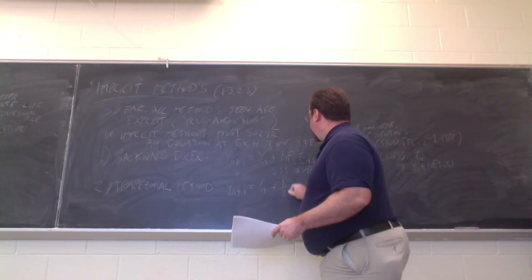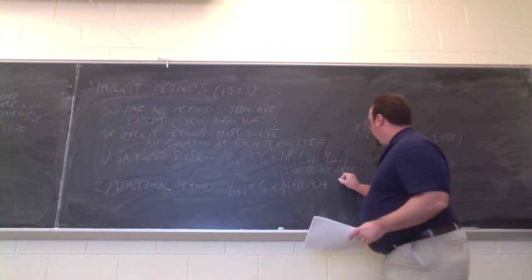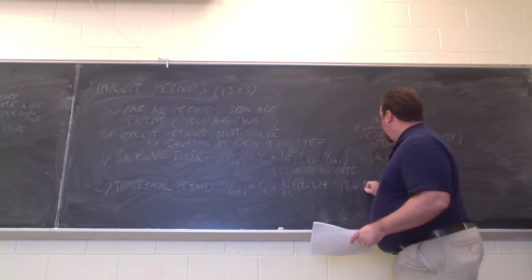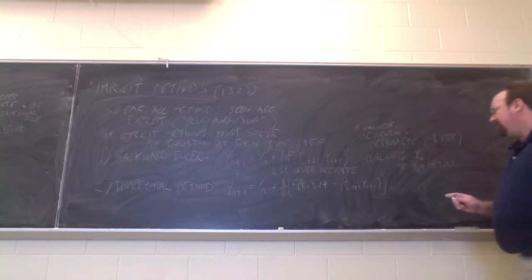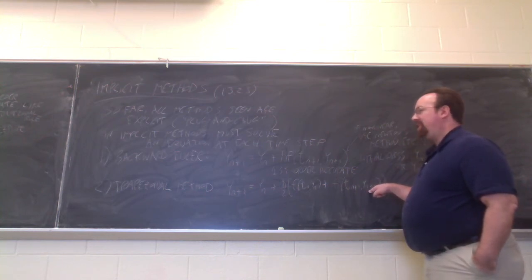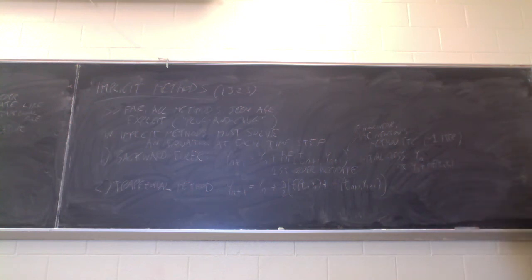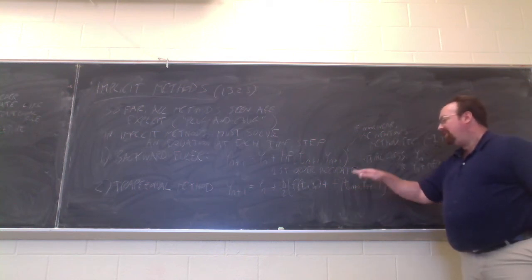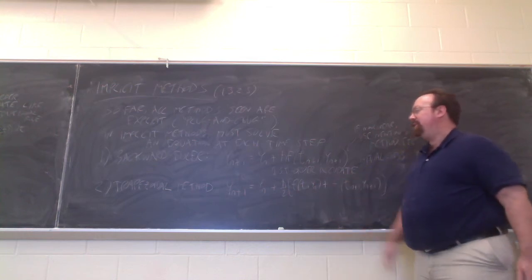So h over 2 times f(t_n, y_n) plus f(t_{n+1}, y_{n+1}). What the modified Euler method, or explicit trapezoidal, does is it can't evaluate this directly, so it tries to fake it using forward Euler. So it replaces this by this. But if you don't mind having an implicit method, then you go ahead and use this, and now you solve this for y_{n+1}. So this part is treated as a constant in your iterative method.